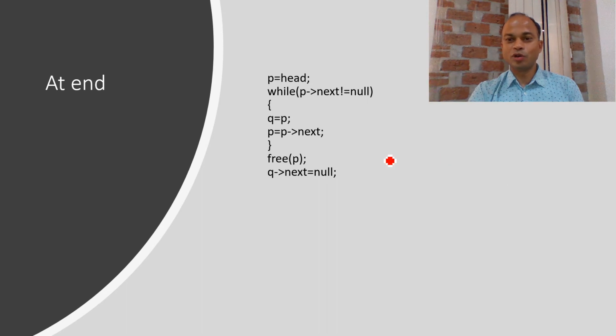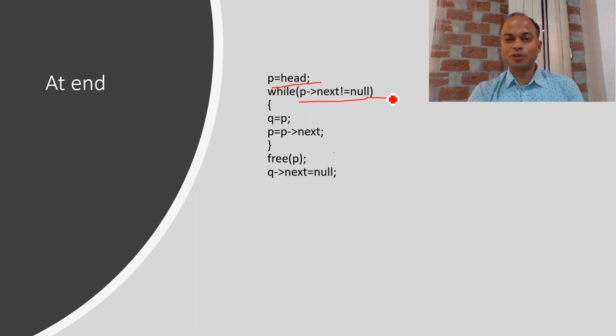If we talk about the code for delete from end, initially P equals head. P is pointing to the first node, as head always points to the first node, and we have a loop, P arrow next not equals null. So this loop executes again and again until we have P arrow next equals null, as we know that the next part of the last node is always null. Therefore, P contains the address of the last node after successful execution of this loop. So we can get the address of the last node in the pointer P.